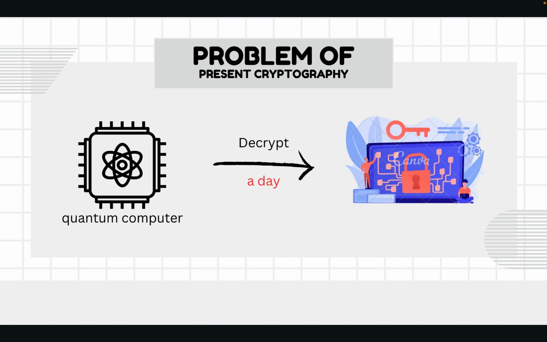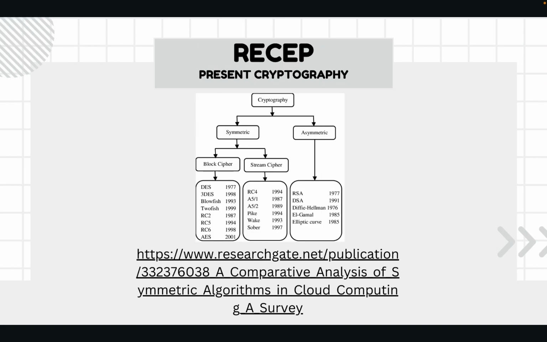The quantum computer can solve those mathematical problems that use RSA or discrete mathematics. It could take only a few days to solve this, instead of the years it would take on a classical computer nowadays. So let's do a short recap about present cryptography. Cryptography can be summarized into two large types: symmetric and asymmetric cryptography.